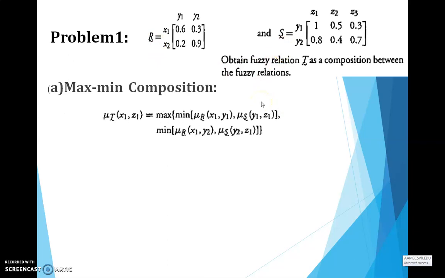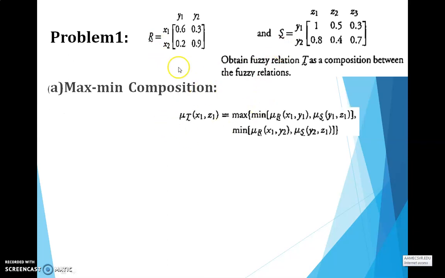To choose the max min value for R and S, specifically x to z1, we have to compare x to y1, then y to z1, and choose the minimum value from these two. Later, x1 to y2, y2 to z1, choose the minimum value from these two. Comparing these two minimum values, whichever is the maximum, we assign to x1 to z1.